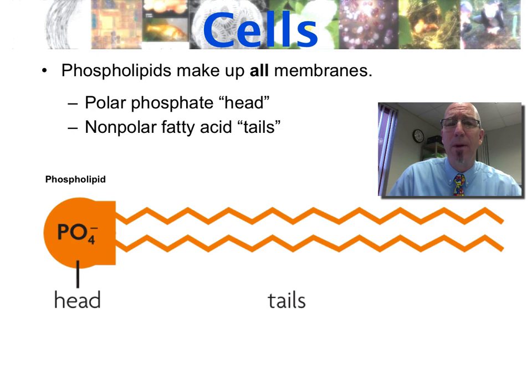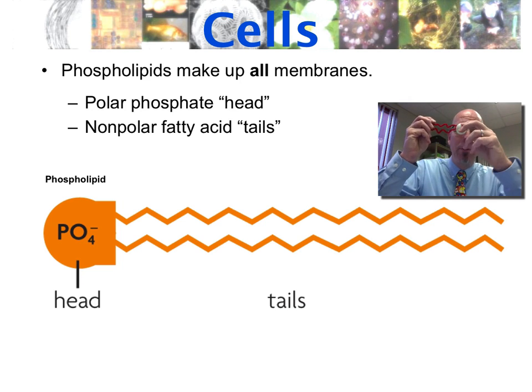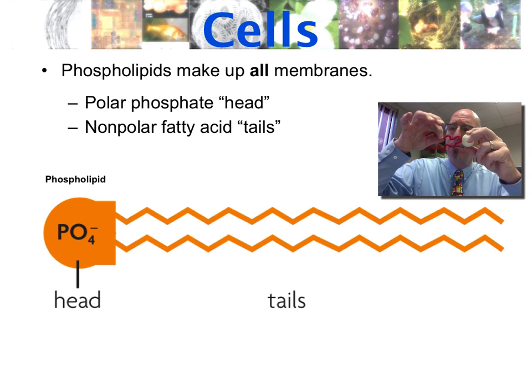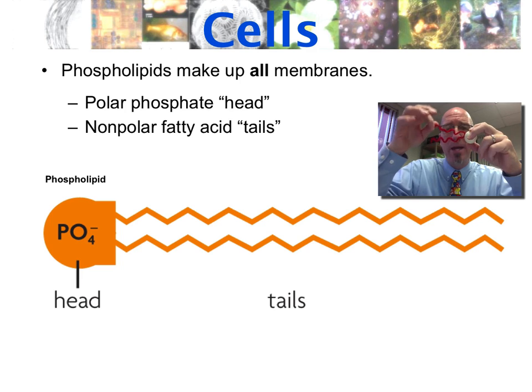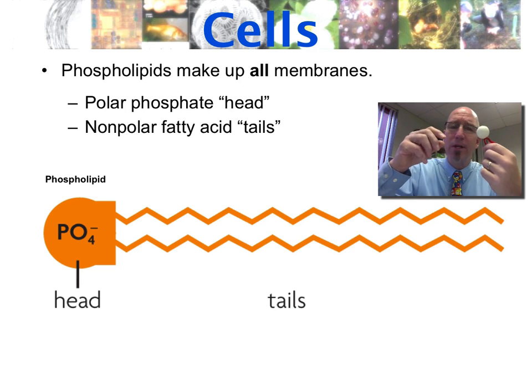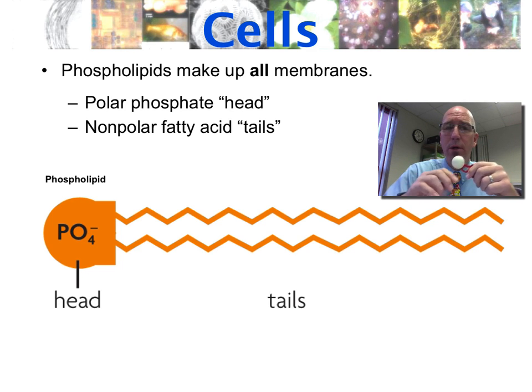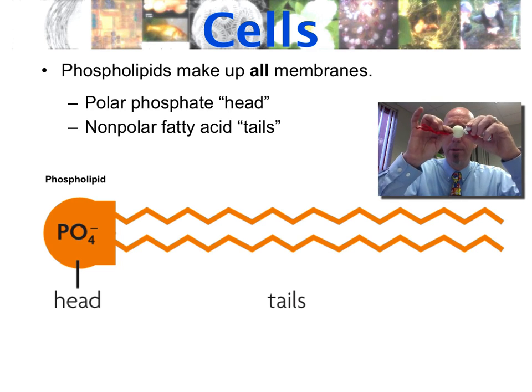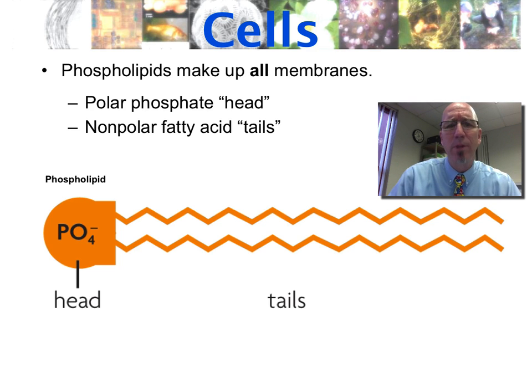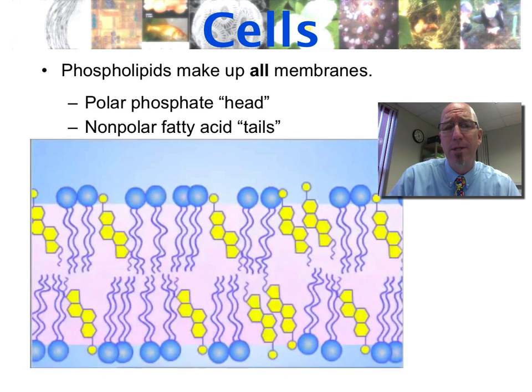So phospholipids make up all membranes, and phospholipids have two important parts. They have a polar head, that's the orange glob, and then the long non-polar fatty acid tails. So here are the flexible fatty acid tails and the polar head. It's a phosphate, so they tend to have a phosphorus atom with 4 oxygens surrounding it, and they have a charge to them, so they're polar. They can interact with water. The fatty acids, not so much. But phospholipids make up all membranes with that basic component.